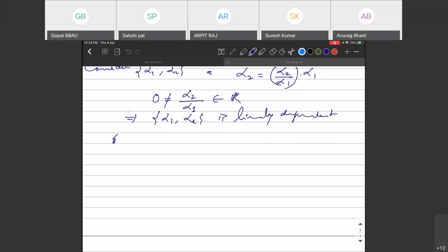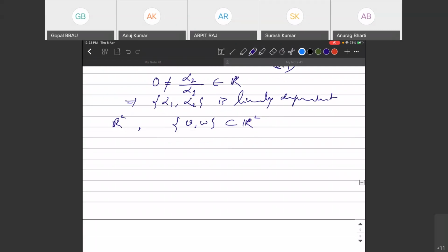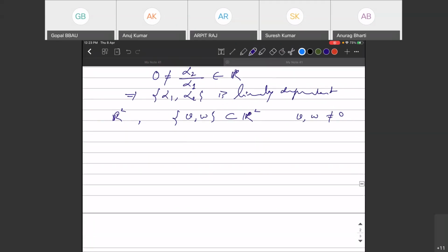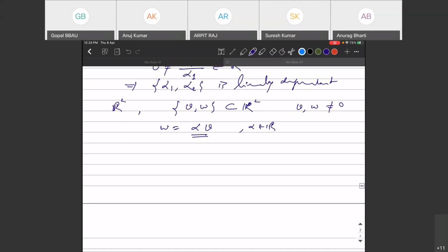Suppose we are in R2 and we have two vectors v comma w in R2, and they are linearly dependent. How do they look? They are linearly dependent, and I'm taking v and w both non-zero. If they are linearly dependent, one of them can be written as a linear combination of the other. So w equal to alpha v. You know what is alpha v? Alpha belongs to R. So this means this w lies in the line passing through the origin and v.